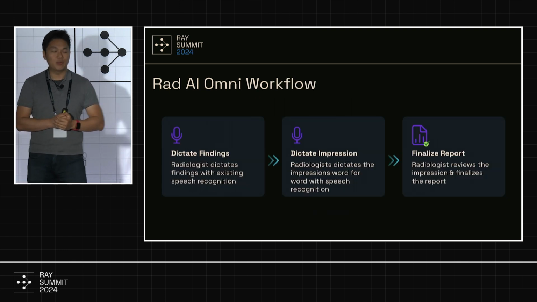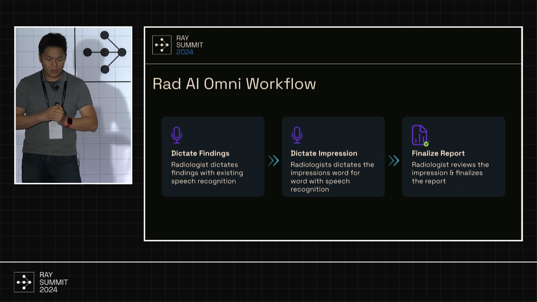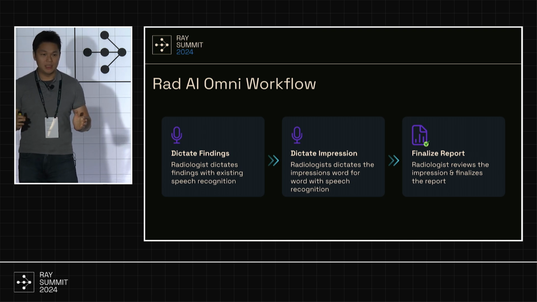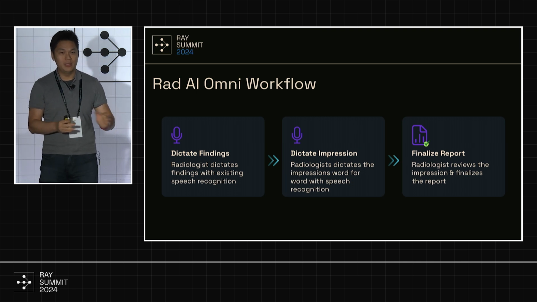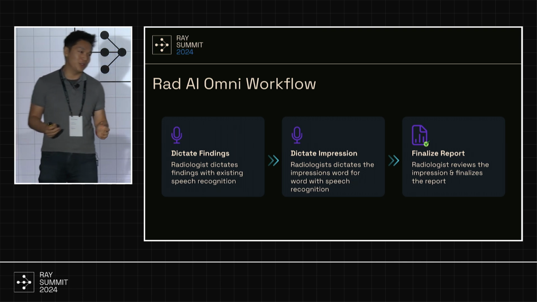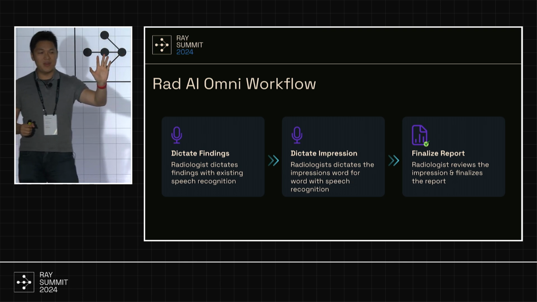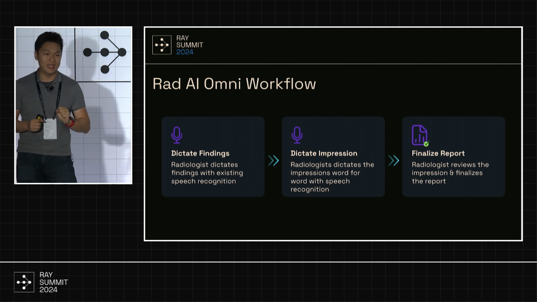Let's talk about our first product. Our first product is called Rad AI Omni. In a radiology report, what a radiologist does is they go to a dark room, sometimes in a basement, sometimes not. It's a super dark room with like 3 or 4 monitors. They look at an image, and then they dictate into the void, into the abyss, what that image represents.